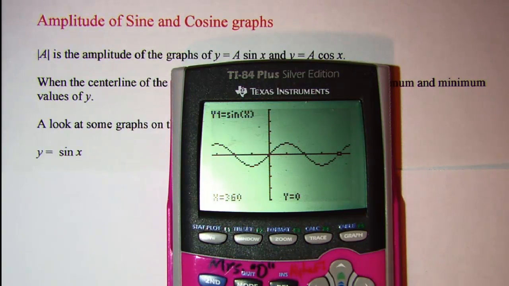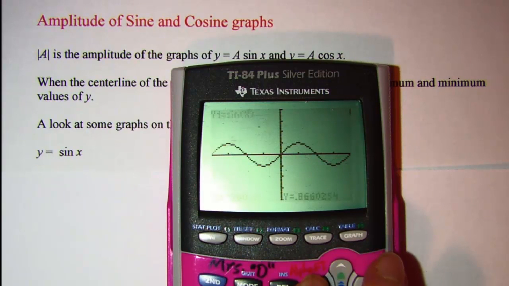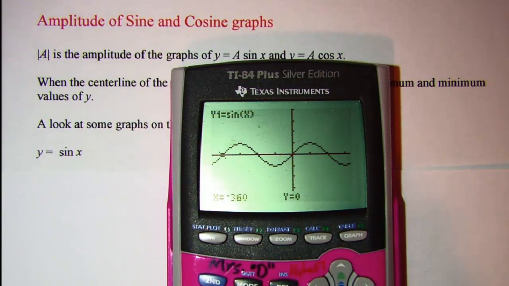And then it heads back up and hits the axis at 360. Now if we go ahead and move to the left, this is our periodic function. It's going to be a min at -90, and then it hits the axis at -180, and it hits the max of 1 at -270, and hits the axis at -360. Now this is a periodic function, so it will keep repeating that over and over.